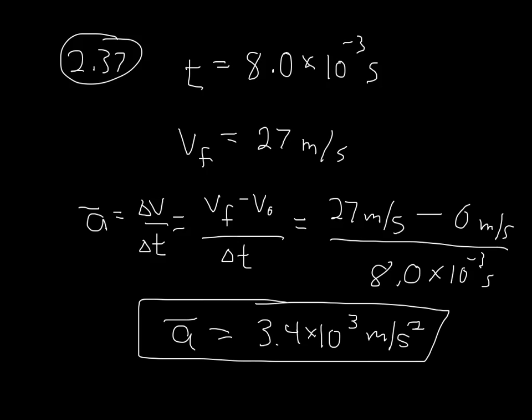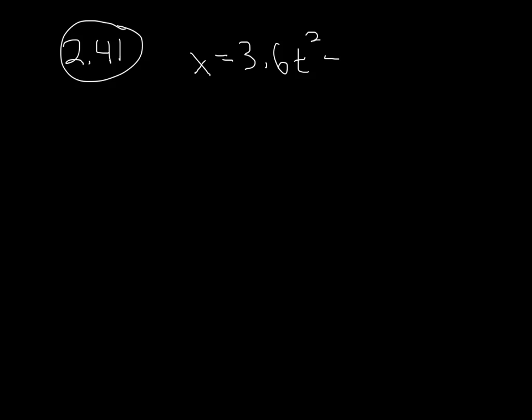All right, let's do another one. Let's do problem number 41 in chapter 2. Chapter 2, number 41. The position of a particle in meters is given by the following formula: x equals 3.6 t squared minus 2.4 t cubed, where t is in seconds.